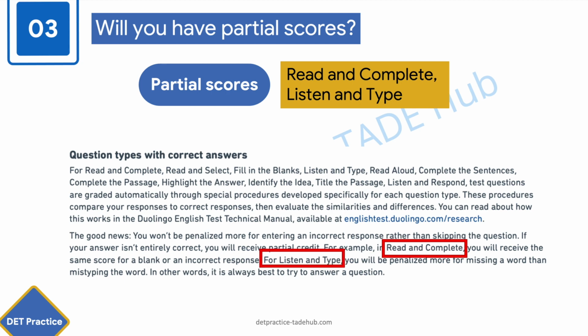When it comes to listen and type, it depends on the words that you type in your answers, and you will be penalized more for missing a word than mistyping the word. Therefore, make sure to type it anyway, even if you are not sure about the spelling.